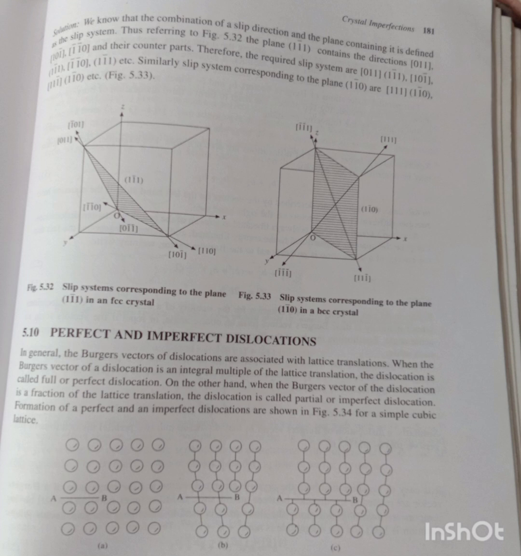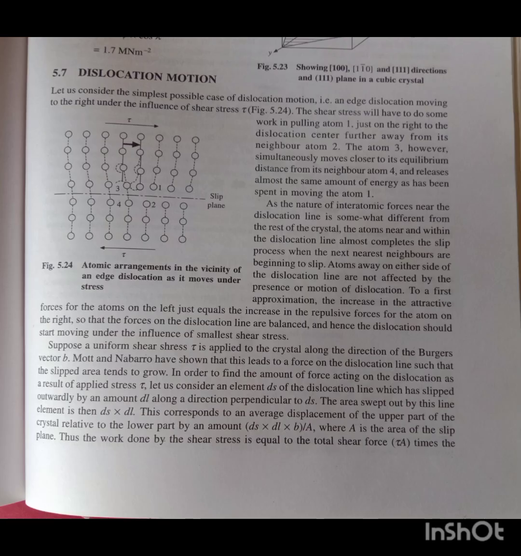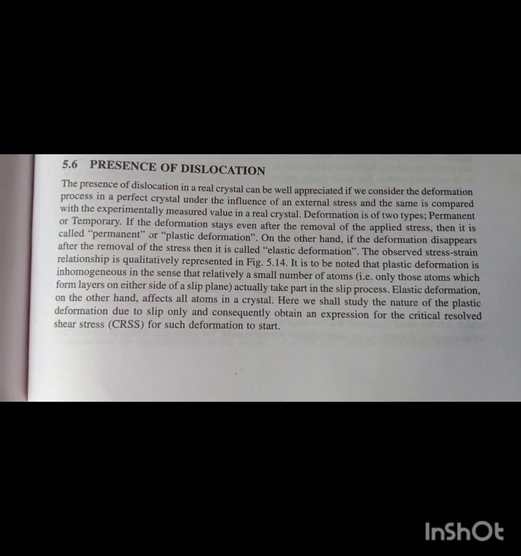For example, take aluminium. We take ν equal to 3 into 10 raised to 10 Newton per meter square, so that the calculated value τ_C equal to 5 into 10 raised to 9 Newton per meter square.